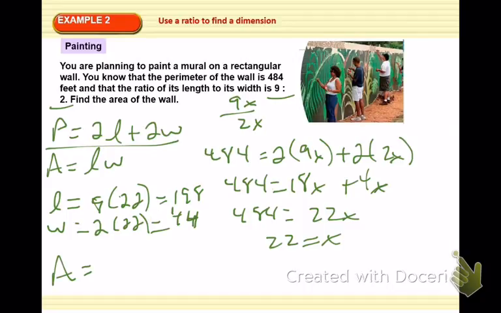And now to find the area, we take 198 times 44, which is 8,712 square feet. So now we need enough paint to cover 8,712 square feet. Okay? So pretty nifty use for ratio there.